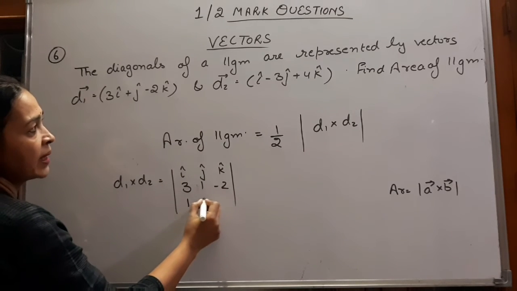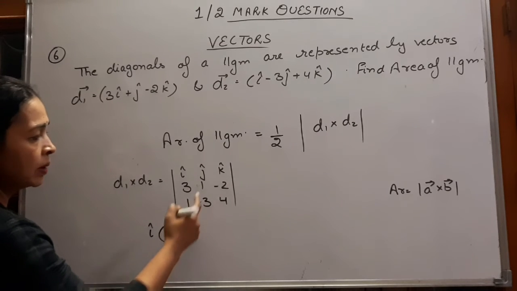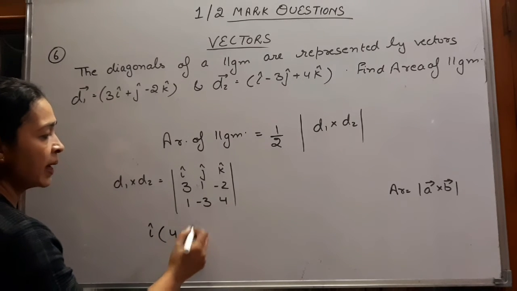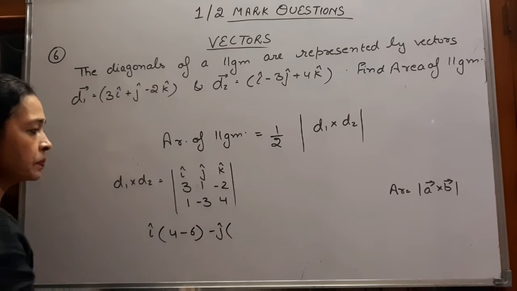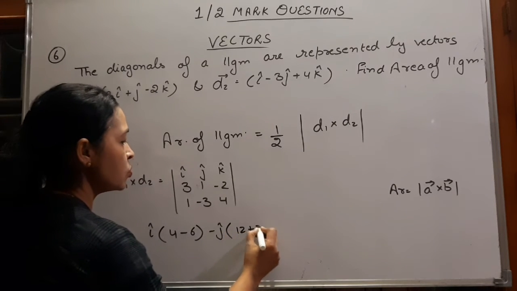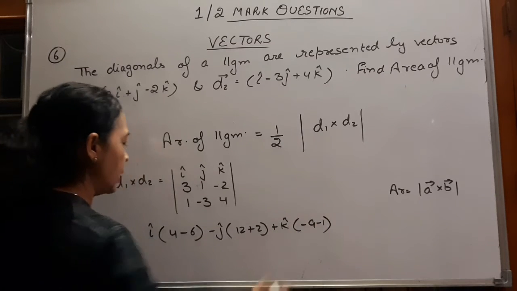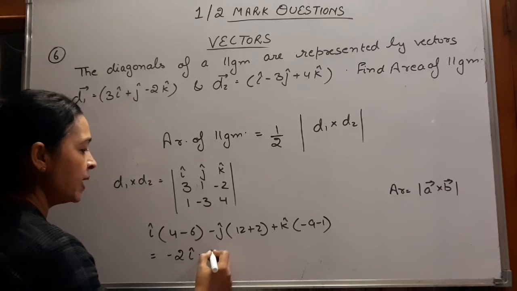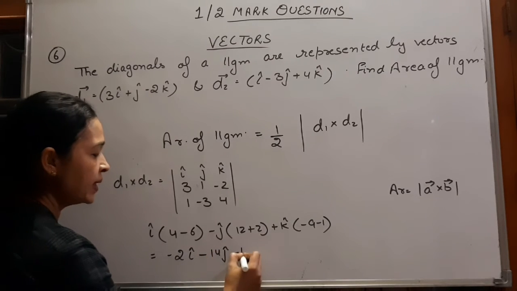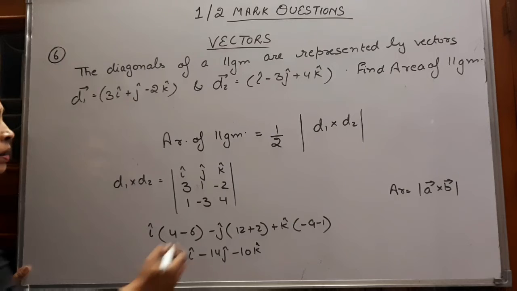d2 is i cap minus 3 j cap plus 4 k cap. We have i cap (1 into 4, 4 minus 2 into 3, 6) minus j cap (4 threes are 12 plus 2) plus k cap (minus 9 minus 1). We have minus 2 i cap minus 14 j cap minus 10 k cap.